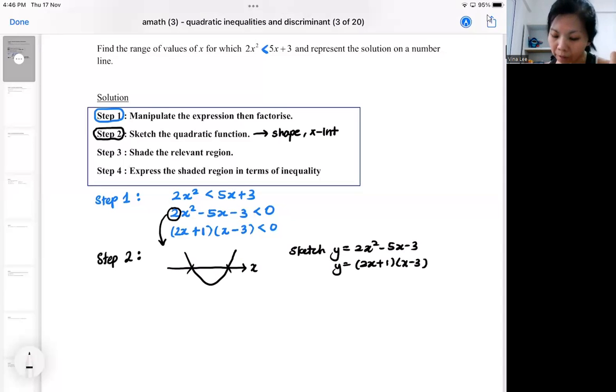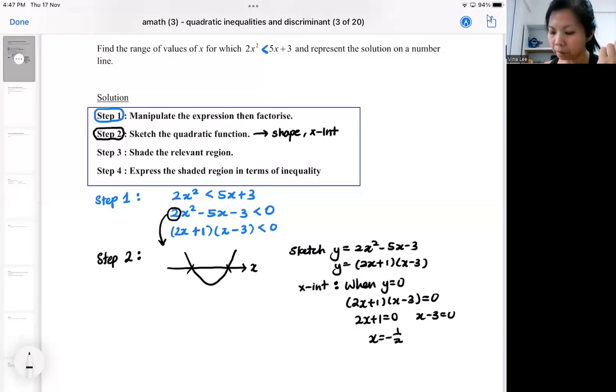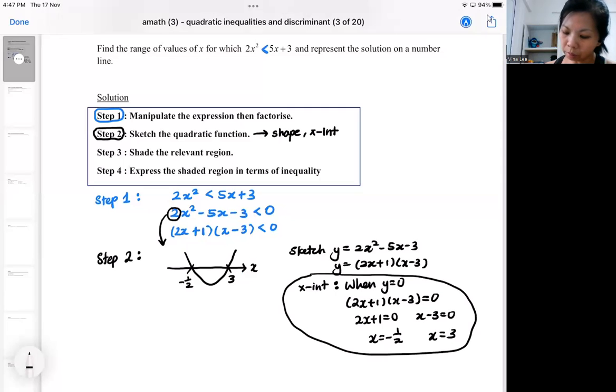And what do I do when I need to find the x-intercept? So we have gone through the process of sketching. That will happen when y is equal to 0. And because you already factorized, you should be able to get two answers. So first bracket equal to 0, second bracket equal to 0. So I got the shape, I got the x-intercept. So the x-intercepts here will be -12 and 3. So this part is optional. You do not need to show this part.